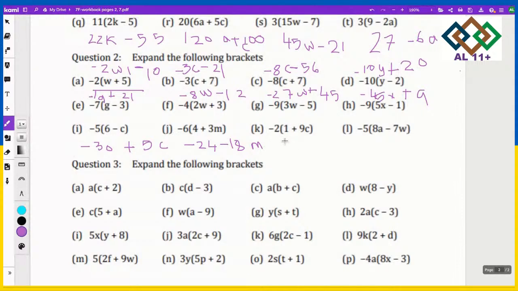So K now would be minus 2 minus 18C. Then you have L is minus 7A plus 35W.